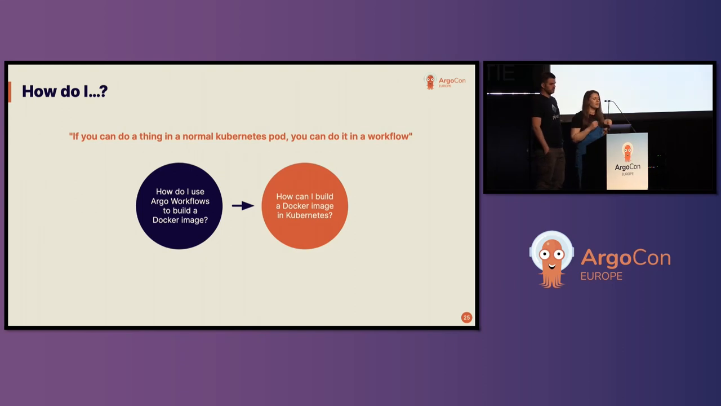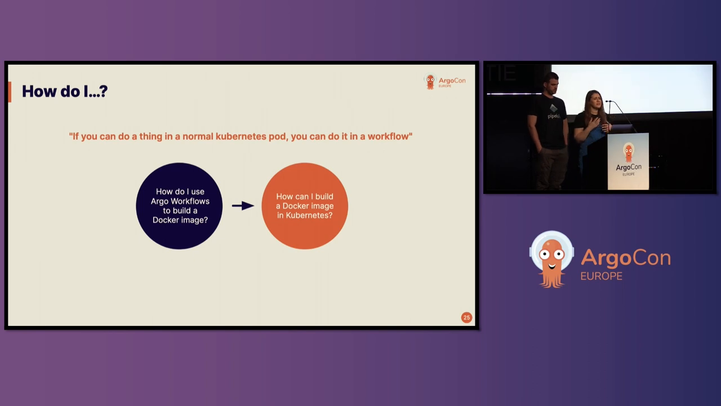Well, when we understand that a step is simply a pod running in Kubernetes, it helps us approach our questions differently. Even if I have very little knowledge of Argo Workflows, perhaps I have a good understanding of Kubernetes. So we can start with the assumption that if I can do this thing in a normal Kubernetes pod, I can do it in a workflow step. And sometimes, as soon as we shift our thinking like this, we already have our answer. Even when we're still not quite sure, this concept of a pod still helps us.